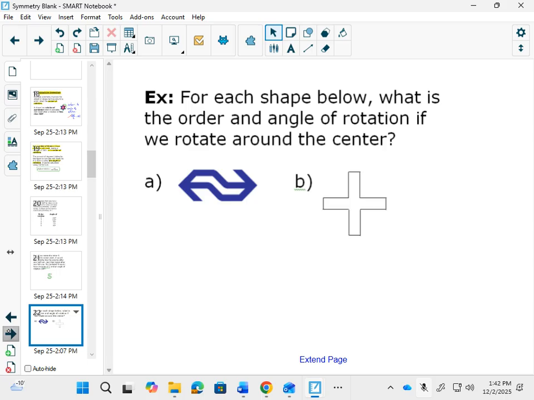Can we use our calculator? You can use your calculator. Does anybody want tracing paper? I can cut you a piece.